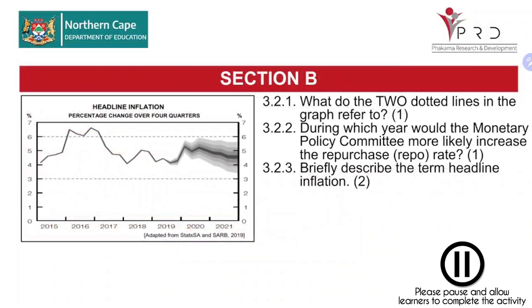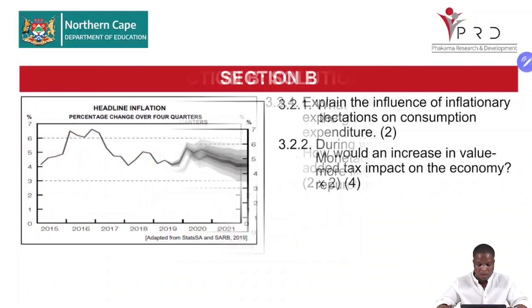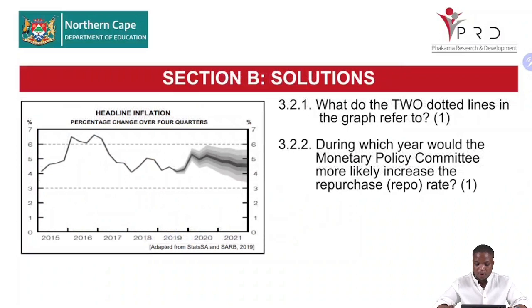Right, grade 12, so let's look at our responses. For the first question, 3.2.1, what do the two dotted lines in the graph refer to? The dotted lines are here and here. You see 3, you see 6. What is 3 to 6? It's a target. That is the inflation target, 3 to 6%.